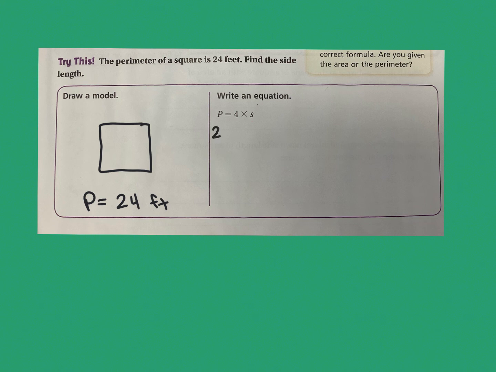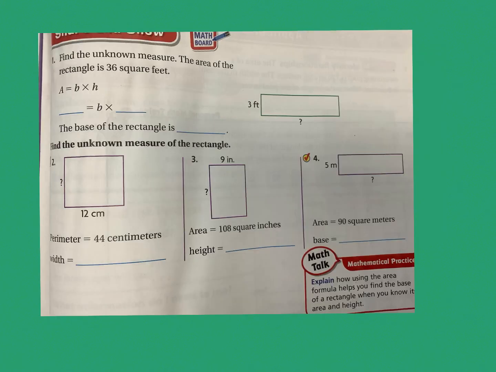I know the perimeter is 24. Okay, so what does this number have to be multiplied by 4 and get 24? 4 times what number gives us 24? You're right, times 6. So the side lengths must be 6, 6, 6, and 6. Okay, hopefully this is starting to make a little bit of sense, and with practice it will make even more sense, so let's give it a try.